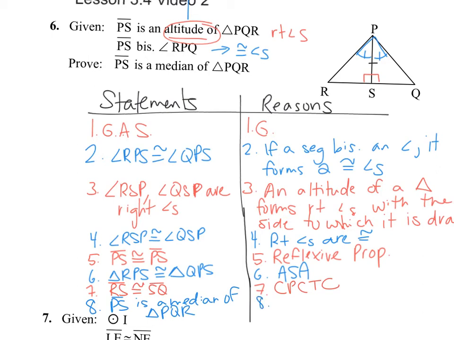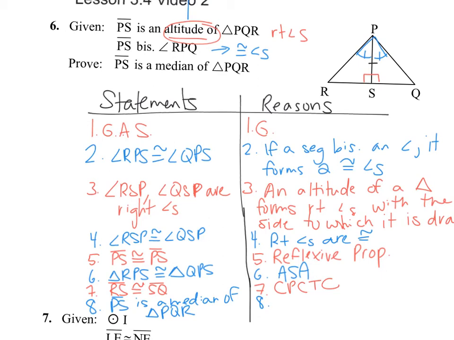And I need that reason. So again, I'm thinking back to the first video. I had two different reasons that went with median. Either a median of a triangle divides the side to which it is drawn into two congruent segments, or if a segment from a vertex of a triangle divides the opposite side into two congruent segments, then it is a median. I know the two congruent segments in step 7. I need to get the median. So I need that second version.